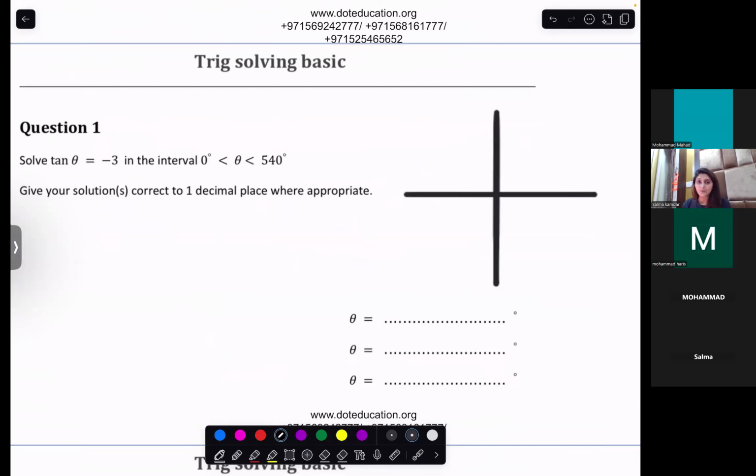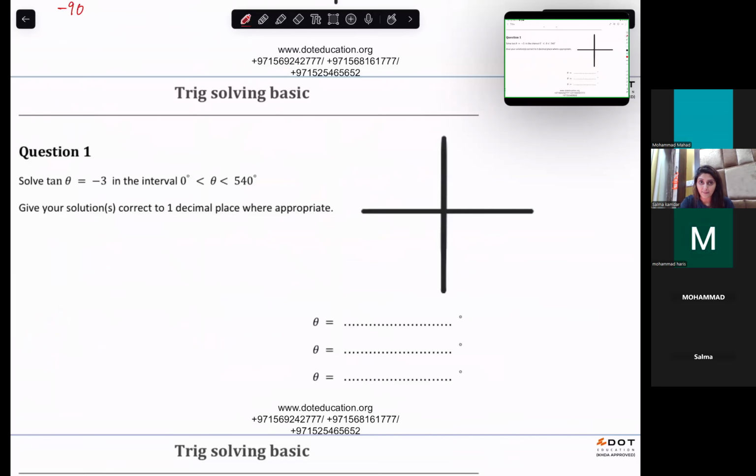I want you to draw this diagram and try to solve along with me. Give me one person whose screen I can watch. I will watch Haris's screen for the first sum and Mahad's screen for the next sum. Come on. I have tan theta equal to minus 3.